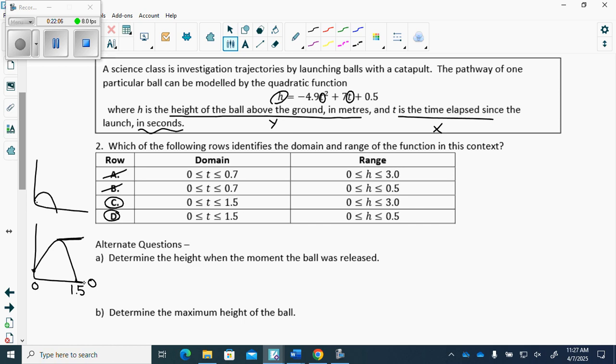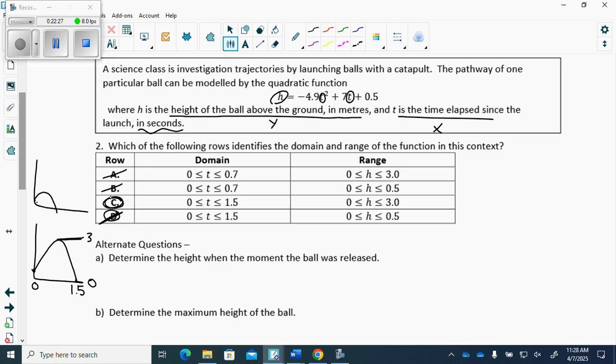Then I go left bound, right bound, and I get 3. So it's between 0 and 3 for H. So it's not that one. So it's C. Okay.